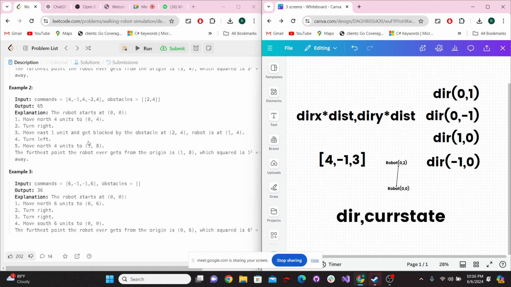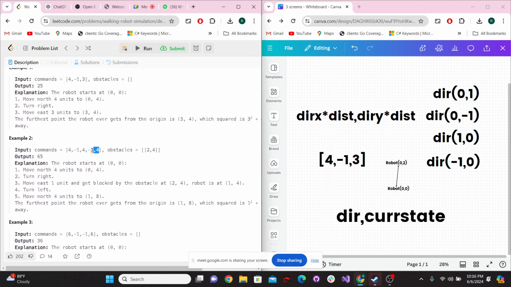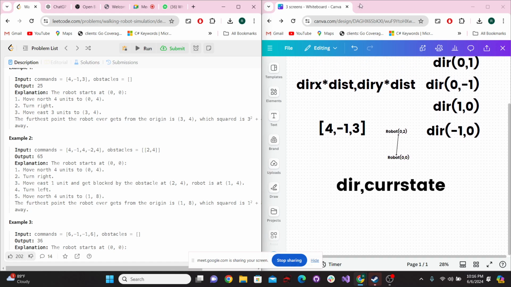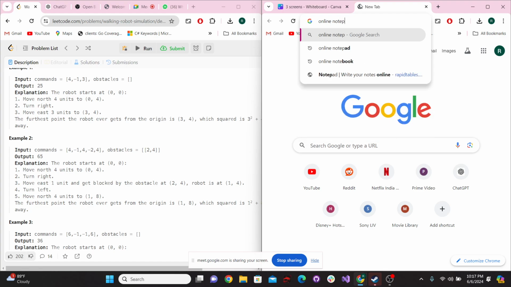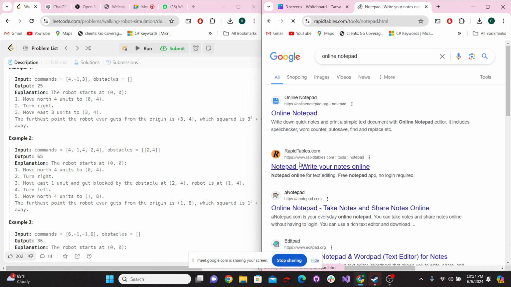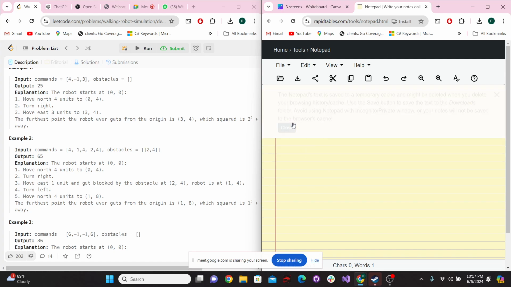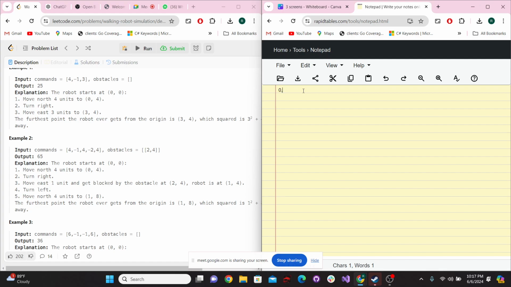Example 2, definitely. Let's go with example 2: commands 4, 1, -1, 4, -1, 4, 4, with the obstacle at (2, 4). I'm actually going to open a notepad to make it easier. Let's say we start at 0 0, and it's going north along the y-axis.